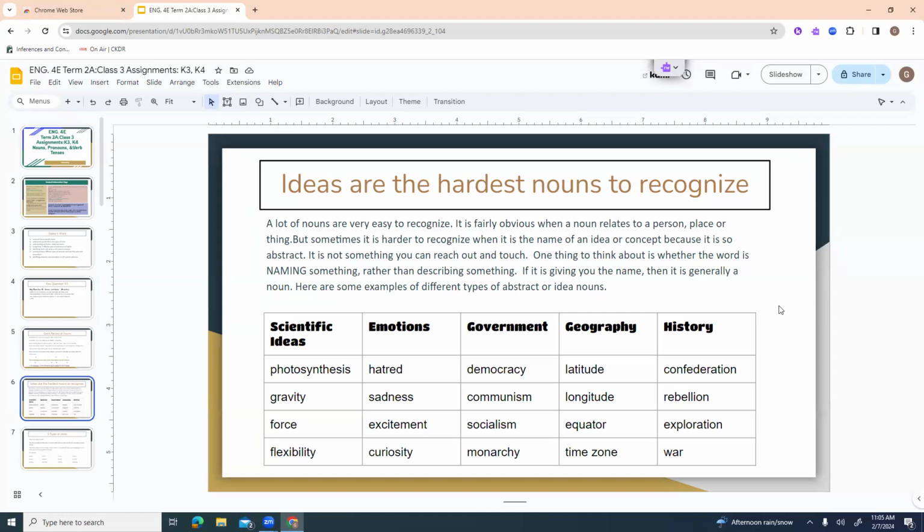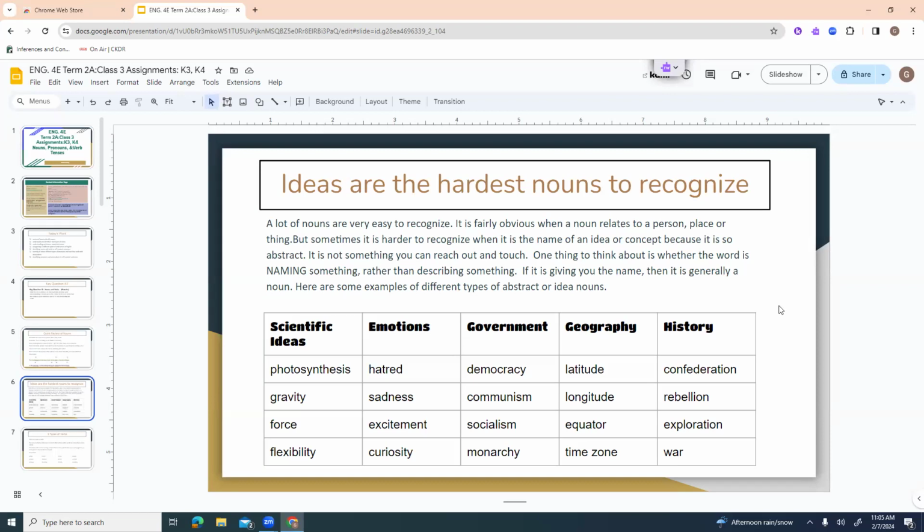So here are some examples of different types of abstract or idea nouns in different areas. So for scientific ideas, things like photosynthesis, gravity, force, flexibility, those are all a type of noun. Emotions, now not sad, but sadness, and not hate, but hatred. It's like it's naming the emotion rather than describing it. Excitement, curiosity. Different types of government systems, democracy, communism, socialism, monarchy, those are all nouns.